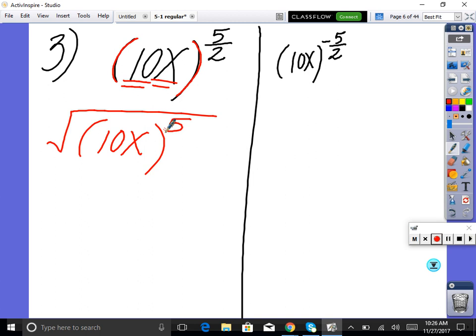Guess what I see people do on a test or in the future? They'll go square root of 10x to the 5th power. This would be wrong because this would be 10 times x to the 5th, meaning that only x is raised to the 5th power, which up here, both were raised to the 5th. This would be wrong for this problem, yes.